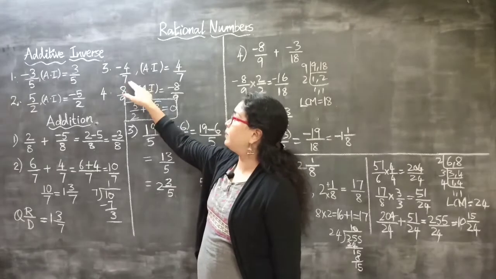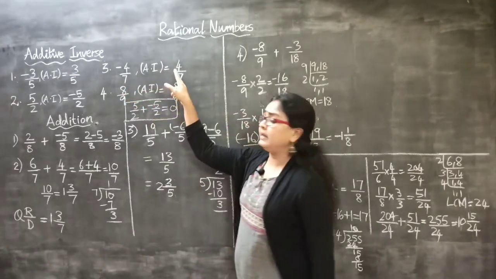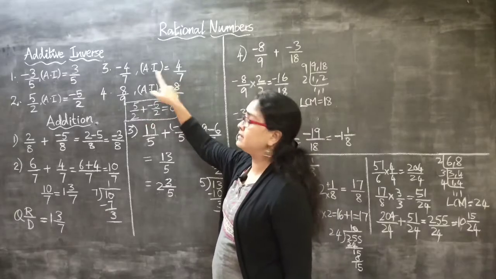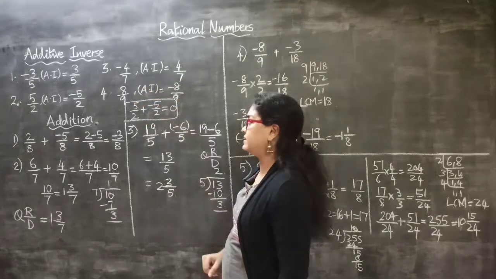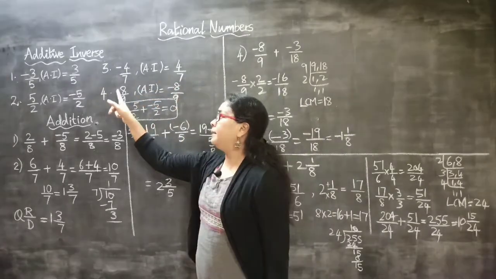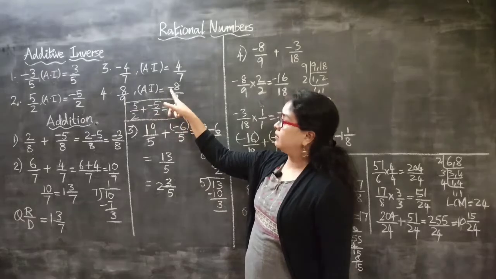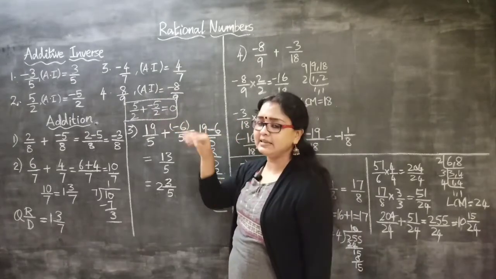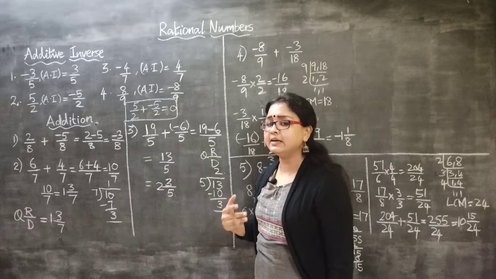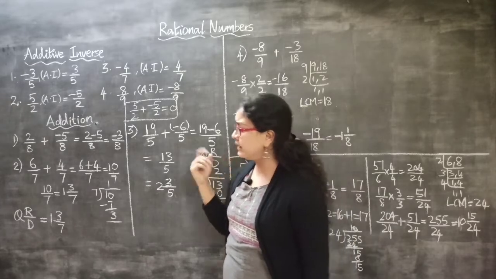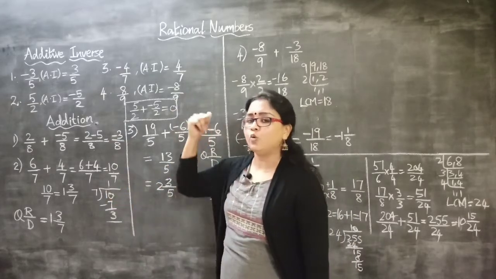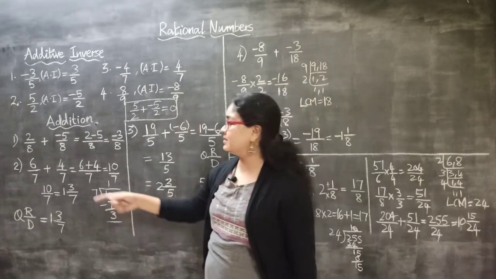So minus 4 by 7, I can make it 4 by 7. So that is the additive inverse, right? 4 by 7 is an additive inverse of minus 4 by 7. Similarly here, 8 by 9, the additive inverse is minus 8 by 9. When we add these two, we will get 0 as the answer. So let us learn addition of rational numbers. Hope you understood what is meant by additive inverse.